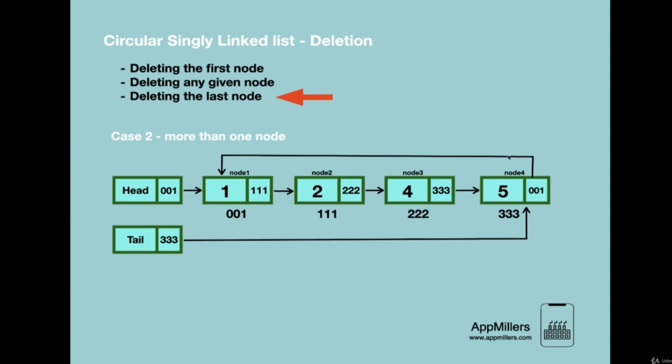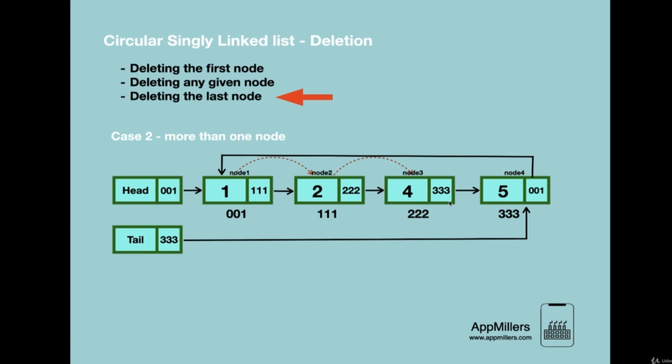In this case, if we want to delete the last node, the first thing that we are going to do, we will look through nodes from here until we reach the node that is before the last node. So in our case, node 3 is before the last node, which is node 4. When we reach here, the next thing that we are going to do, we will update the reference of this node to point to the first node. We know that the physical location of first node is 001.